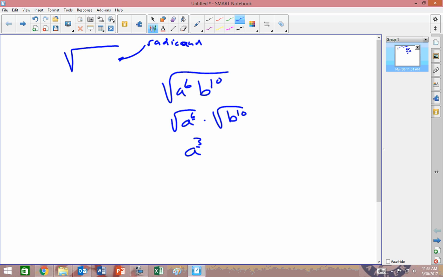What's our square root of b to the 10th? B to the 5th. It gets to come out of the house. We don't need any more radicals. This is our answer right here: a to the 3rd, b to the 5th.